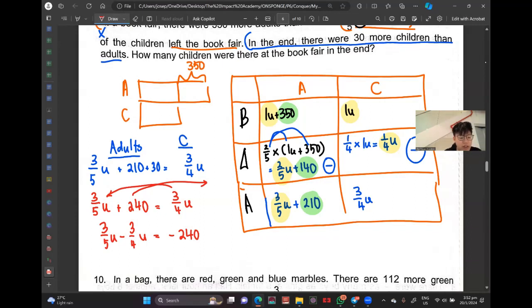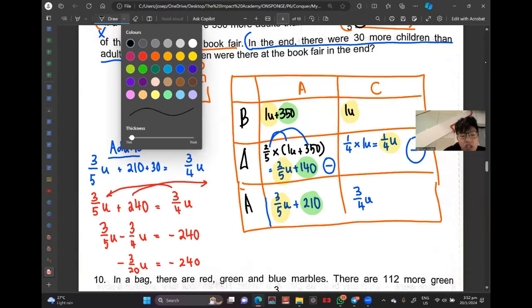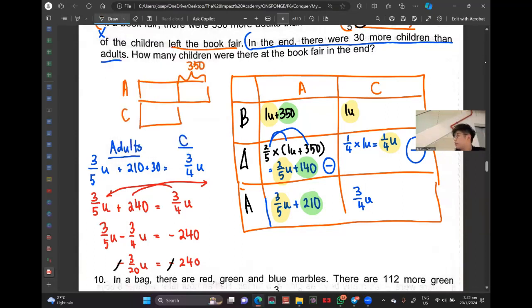Okay, 3 over 5 minus 3 over 4, we get negative 3 over 20 units, which is an amazing thing. You know why? Because I can see minus on both sides. Do you understand? If there's minus on both sides, amazing. All I need to do is just chip chop curry pot. What is chip chop curry pot? I just cancel it. You understand what I'm saying? So we know that 3 over 20 units equals 240.